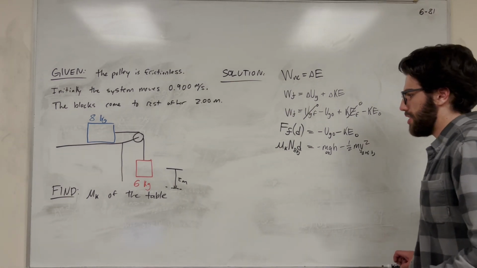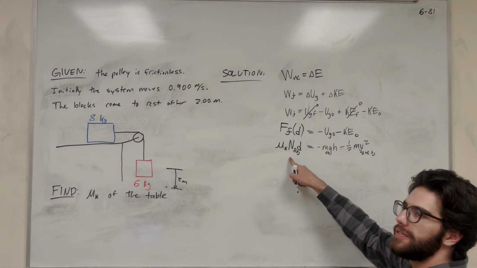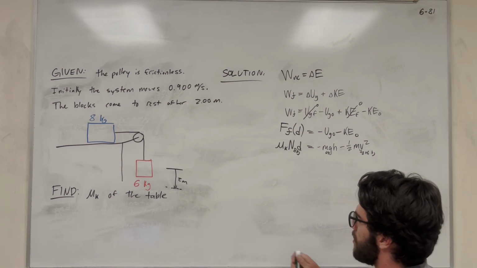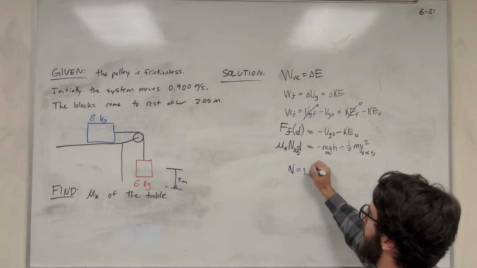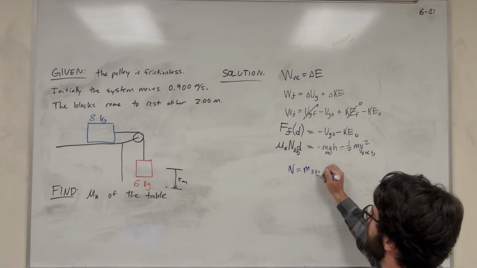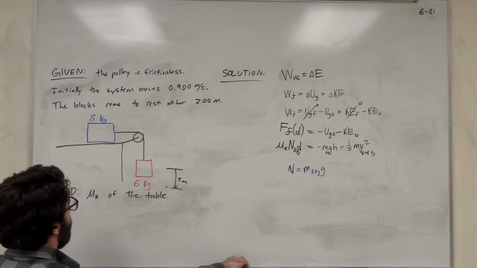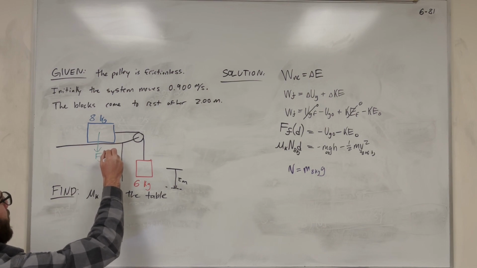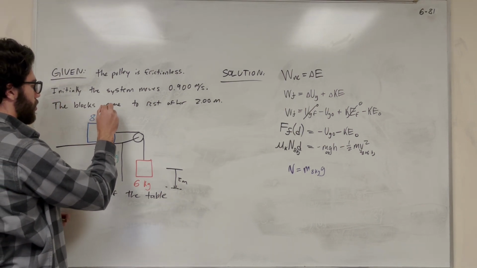All right, so let's rearrange this equation for what we're looking for. We're solving for the coefficient of kinetic friction, so let's divide by normal and distance. And also, really quickly, we can replace this normal with the mass of that 8 kilogram box times gravity. If we were to draw a free body diagram for this 8 kilogram box, we have the force of gravity pointing down, which is equal to mass times gravity. And then, of course, the normal force is pointing back up.